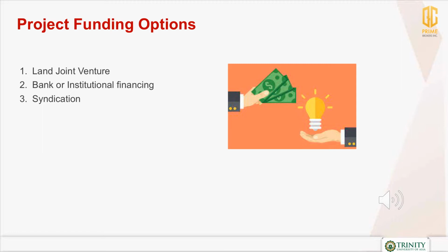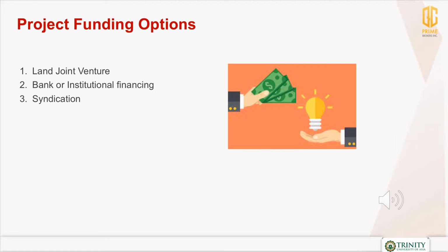Project funding options. After coming up with a total project cost, we now have to think about where we are going to find the money to finance the project. Here, we have three options. We have land joint venture, bank or institutional financing, and syndication.